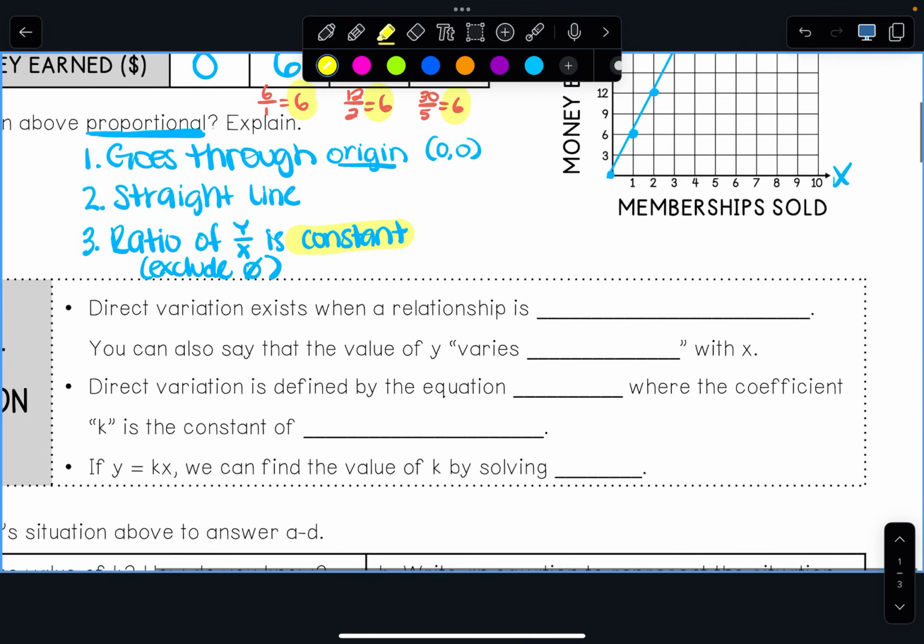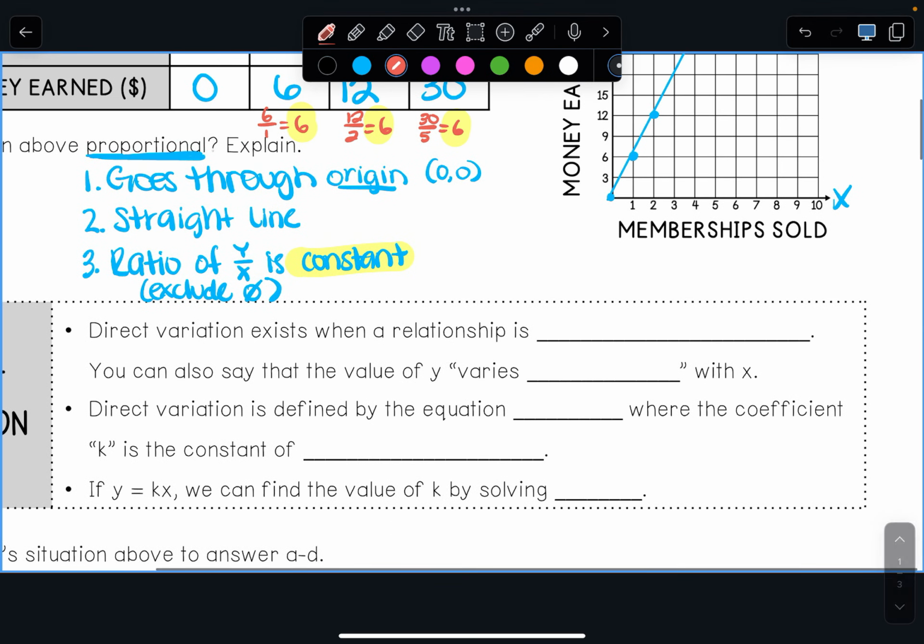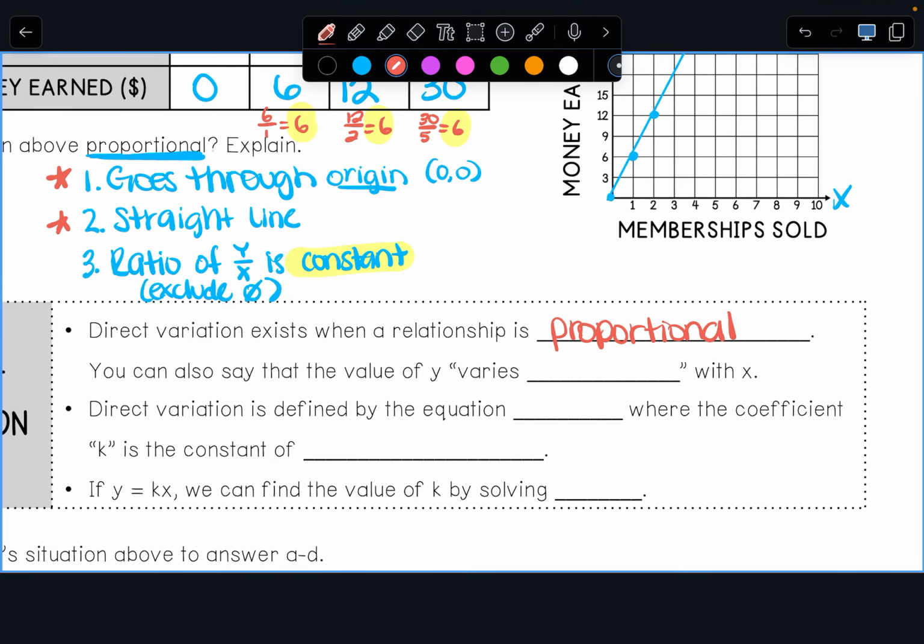Direct variation exists when a relationship is proportional. Most of the time, we know when a relationship is proportional by these two things, okay? You can also say that the value of y varies directly with x. Now, this is the phrase that they're going to use all the time whenever you are dealing with this type of problem.